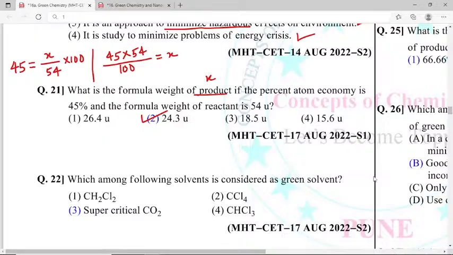Solid state next week. Next to next week. Solid state one week after.